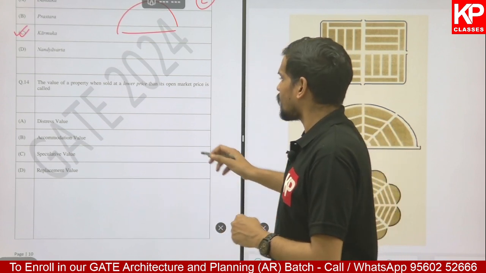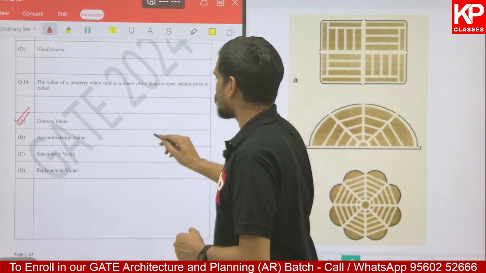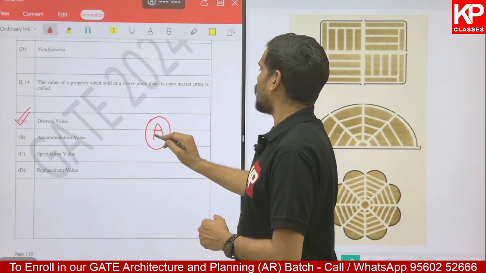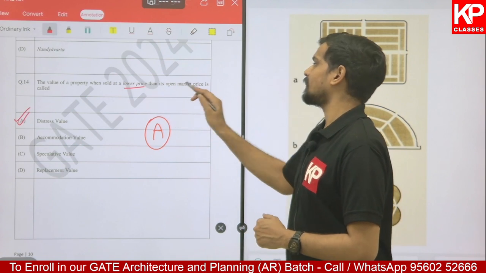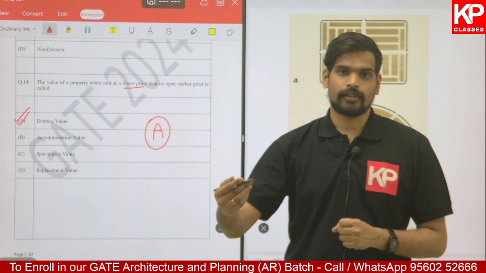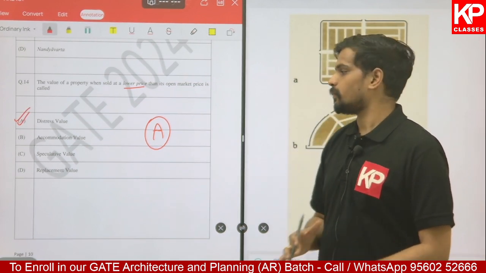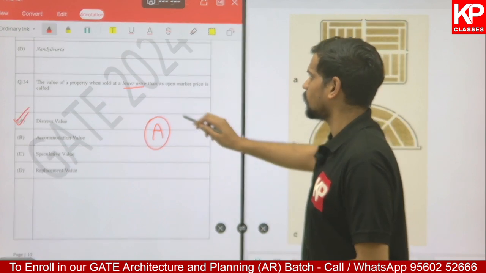So in valuation terms, it is referred to as distress value, which is the value of a property when it is sold at a lower price than the open market value, which happens in case of some financial distress as a burden on the owner of the property. So that is distress value for this particular question.